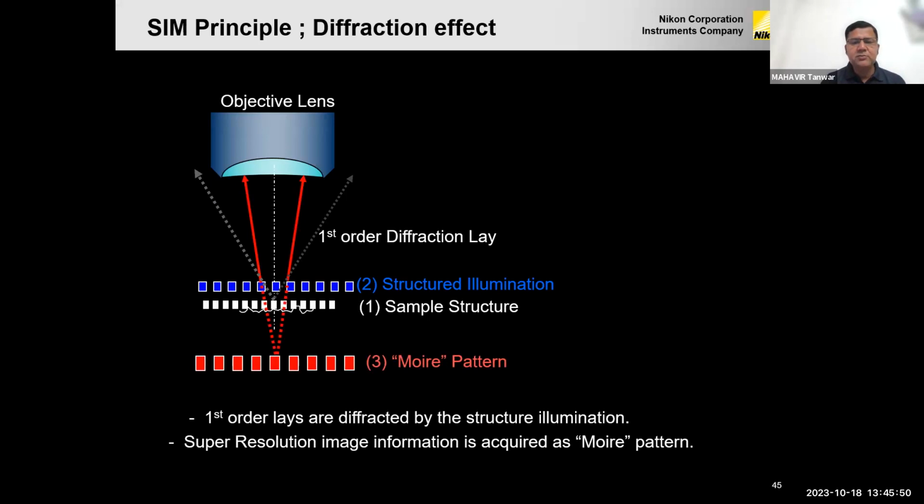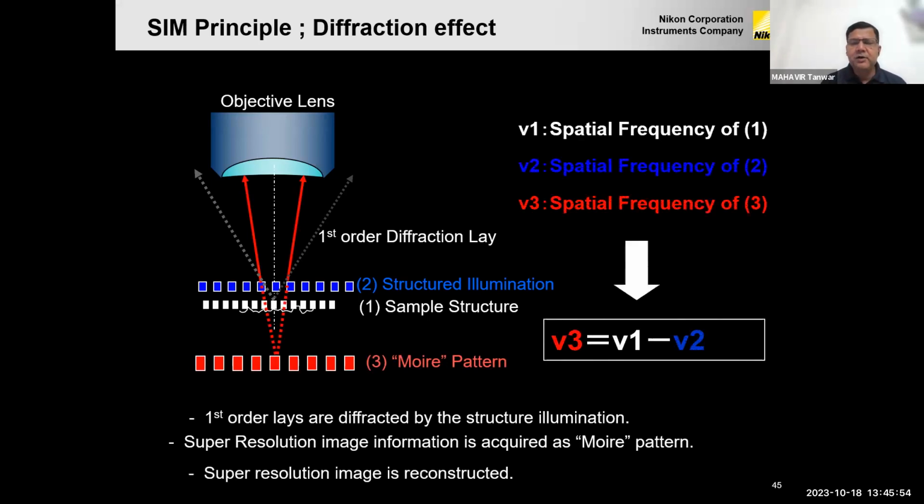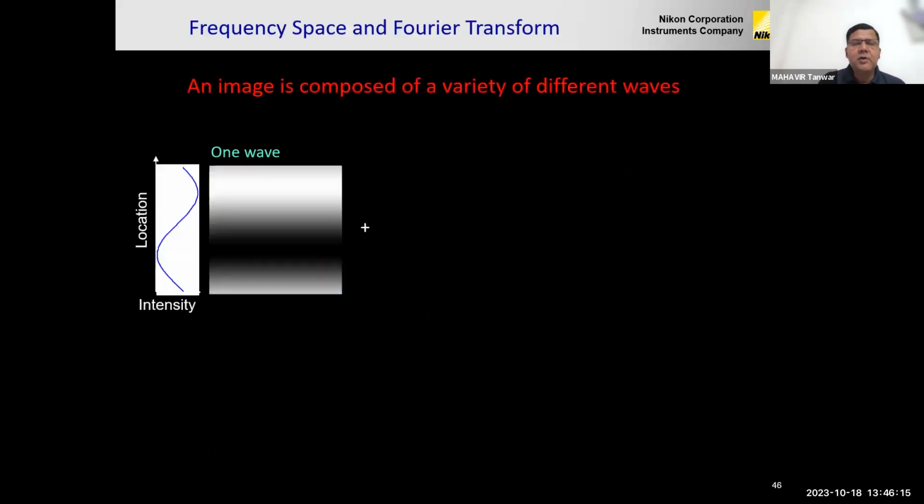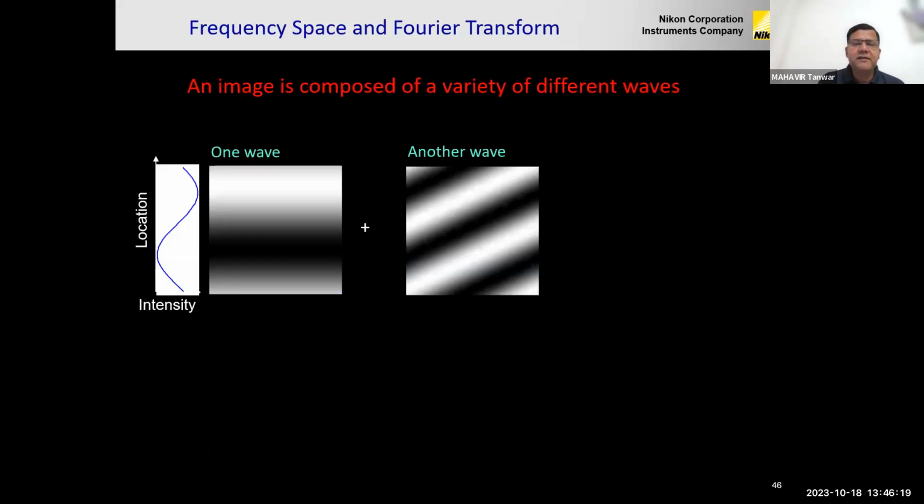So structured illumination is moved on the sample structure and using this formula, the total minus the known frequency, we'll get the sample frequency. So this is how we'll be able to bring back the frequency which is going out of the objective. Now, how it works, basically, an image is composed of a variety of different waves.